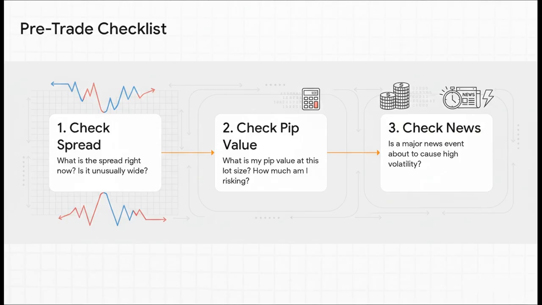and run the check. Number 1, what is the spread right now? Is it unusually wide for some reason? 2, what's my pip value at this lot size? Do I know, down to the dollar, exactly what I'm putting on the line here? And 3, is there any major news about to drop? Could volatility just explode and make a total mockery of my plan? This little checklist forces awareness.